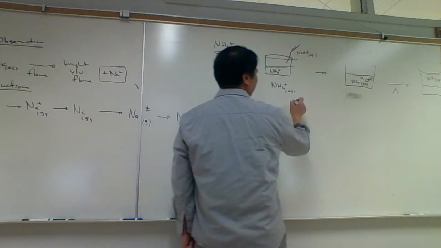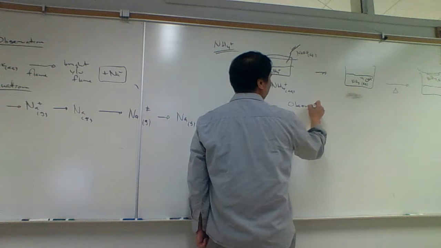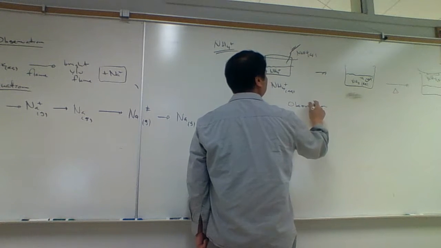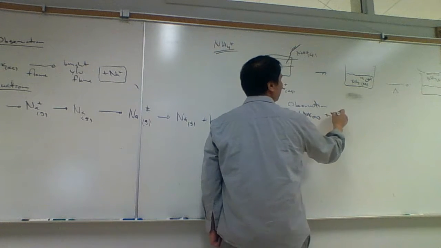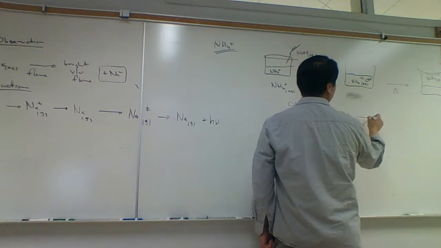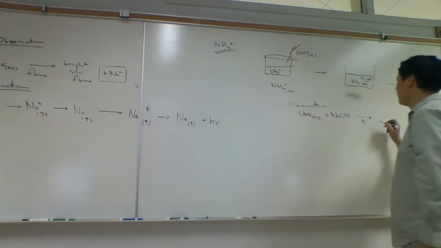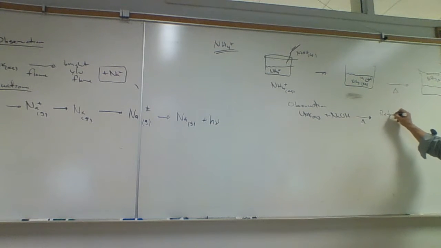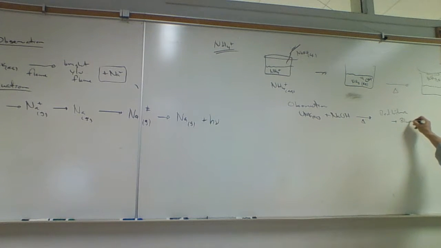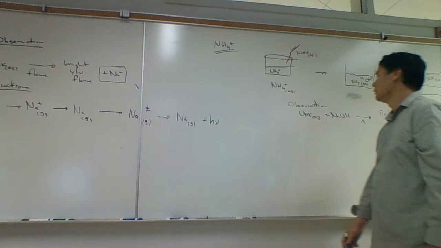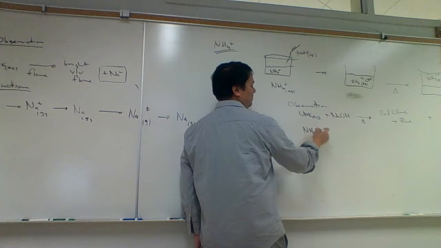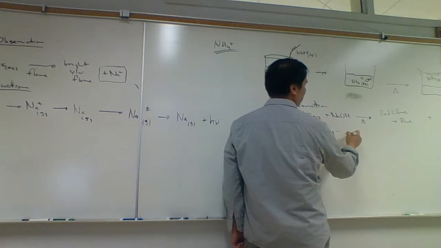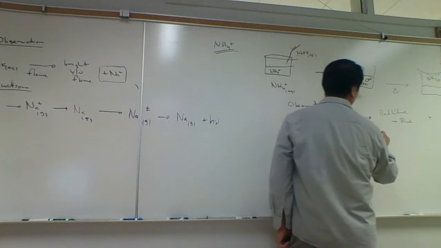And so what we do is we could write an observation like this. The observation is going to be, we take some unknown sample, aq, and then we add some sodium hydroxide to this. We heat this up, and then we check with red litmus. Red litmus goes to blue. And we're positive. The equation for this would be something like this. You take your ammonium and your hydroxide.